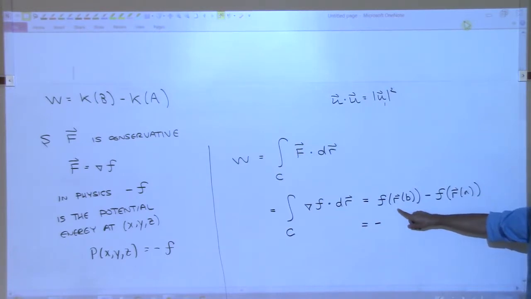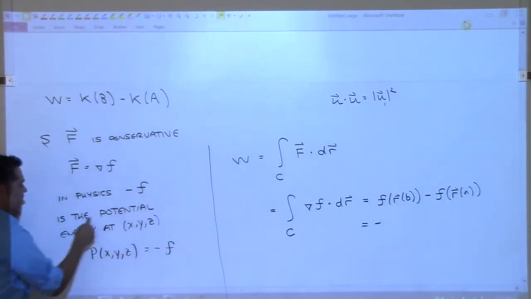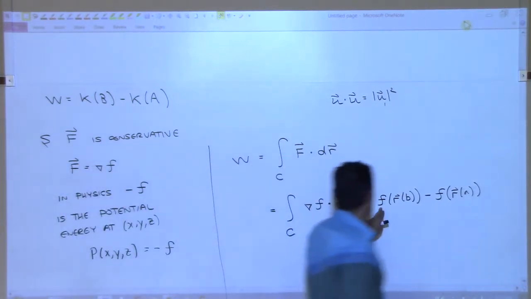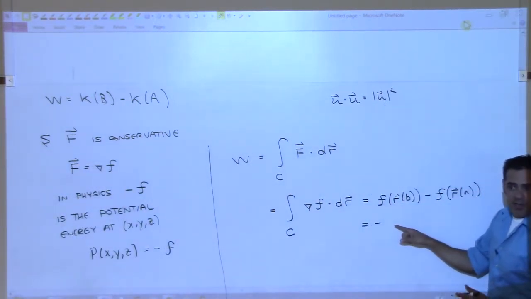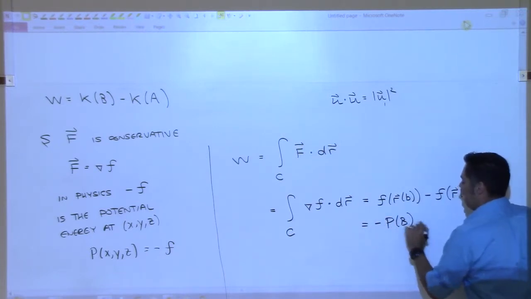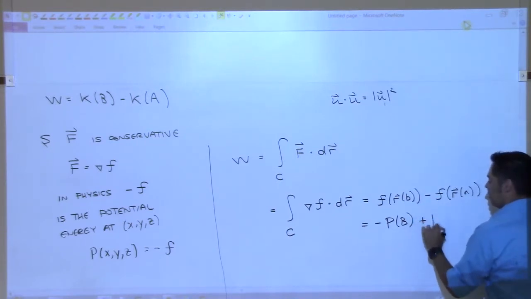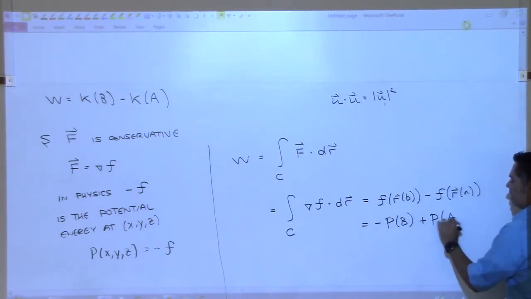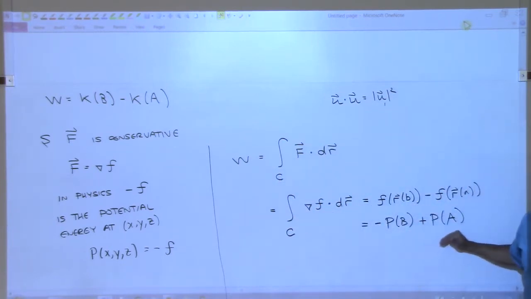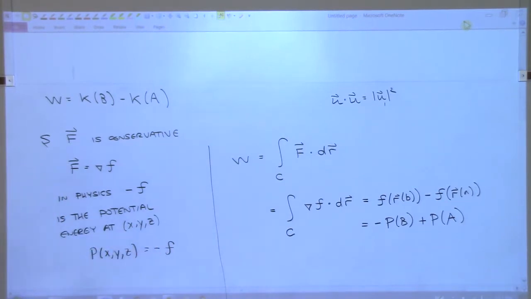Negative, what did we say little f was? In physics, negative little f is the potential energy at a point. So if I'm giving you a positive f, then that's the negative potential energy at what point? At B. And then this is going to be negative again, but negative is going to be plus the potential energy at A. So this is like the work in terms of potential energy, and that's the work in terms of kinetic energy. And the work has to be equal, right?